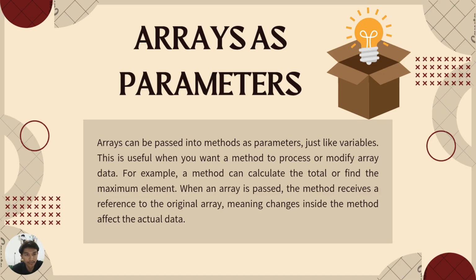Arrays as parameters. Arrays can be passed into a method as parameters, just like variables. This is useful when you want a method to process or modify array data. For example, a method can calculate the total or find the maximum element. When an array is passed, the method receives a reference to the original array, meaning changes inside the method affect the actual data.